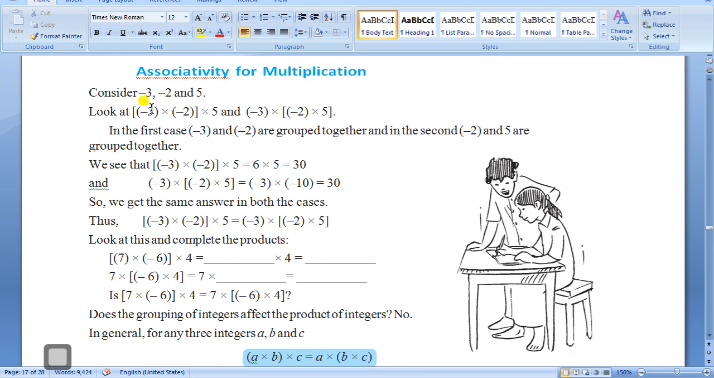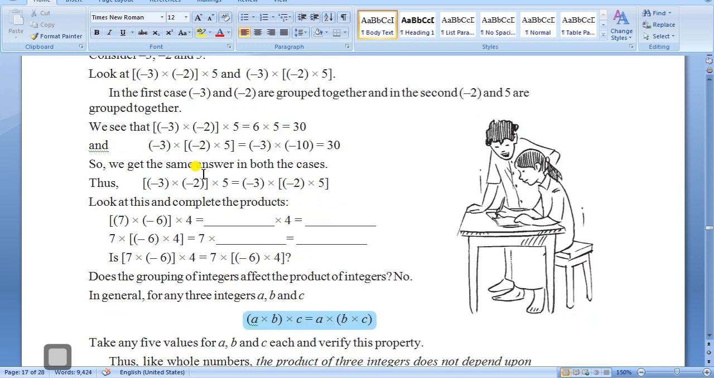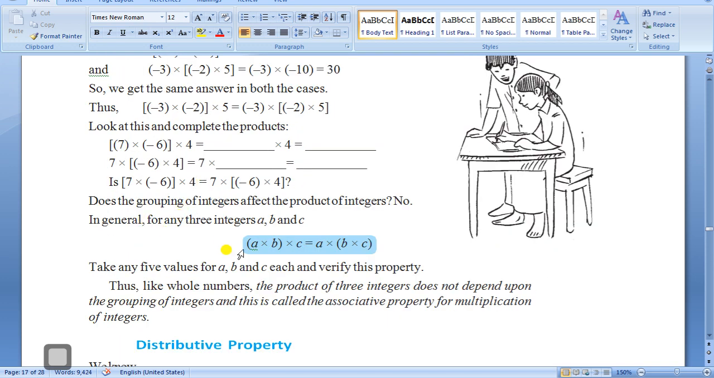Associativity of multiplication. Now we will find the associativity of our multiplication. Consider minus 3, minus 2, minus 5. Look at minus 3 into minus 2, into 5 and minus 3 into minus 2 into 5. You can find that all are the same, right? Now we ask, does the grouping of integers affect the product of integers? No.